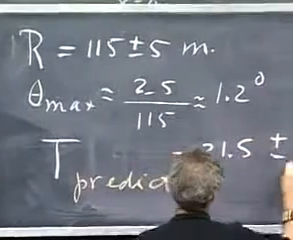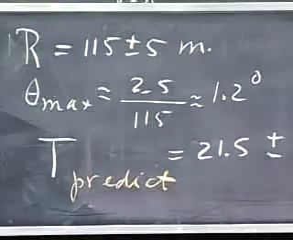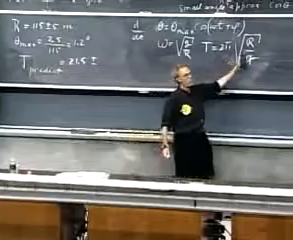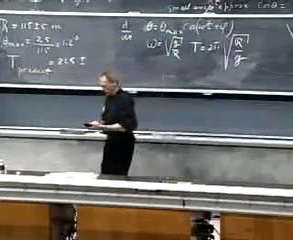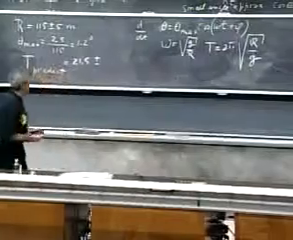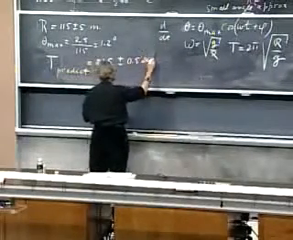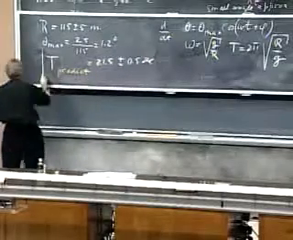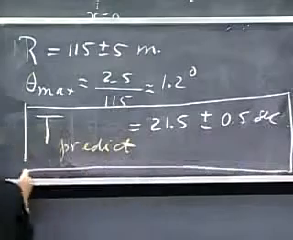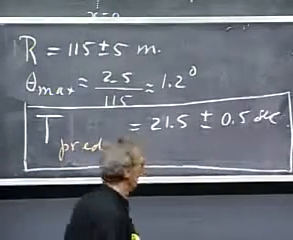21.5. The uncertainty in r is about 4.3%. Since we have the square root of r, that becomes 2.2%. So if I multiply that by 0.022, I get an uncertainty of about 0.47. Let's call this 0.5 seconds. So this is a hard prediction of what the period of an oscillation should be. 21.5 plus or minus a half second.